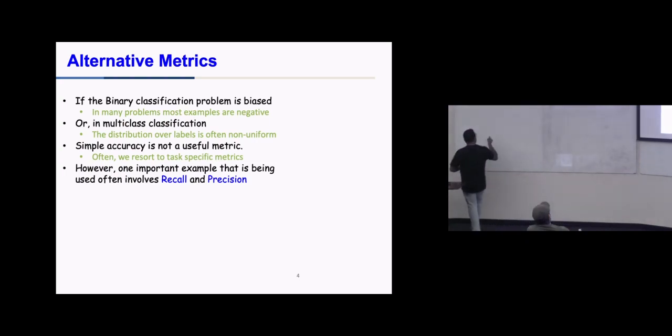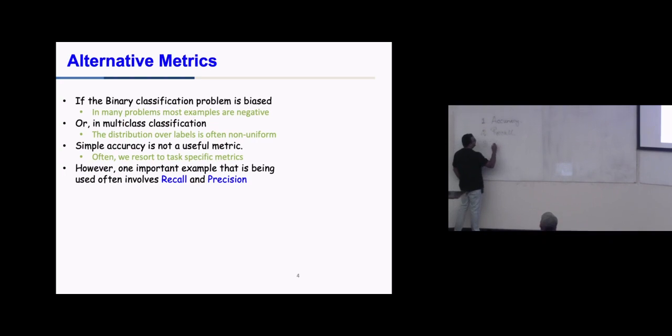So the first metric we learned today is accuracy. The second metric we are going to talk about is recall. The third metric we are going to talk about is precision.